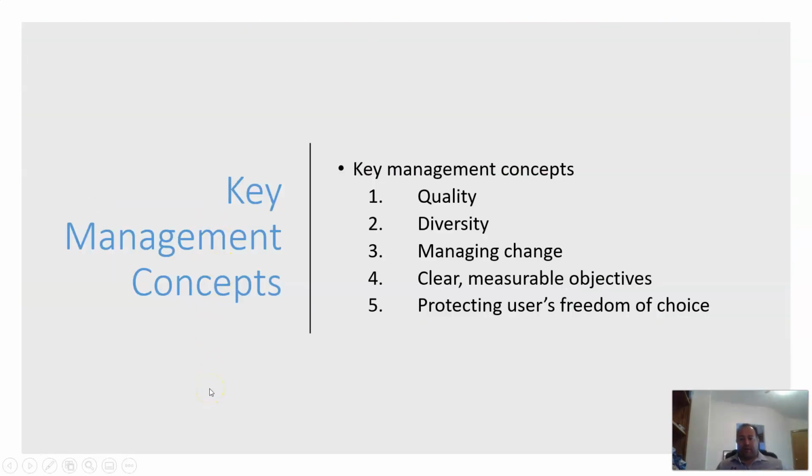So we're going to focus first on 5 key management concepts. So quality, diversity, managing change, having clear and measurable objectives, and protecting the user's freedom of choice. Those are 5 pretty easy to understand concepts. Quality, the quality of the experience, the quality of the land, making sure everything is just up to par. Diversity, being able to have freedom of choice and a lot of different things that people can do.